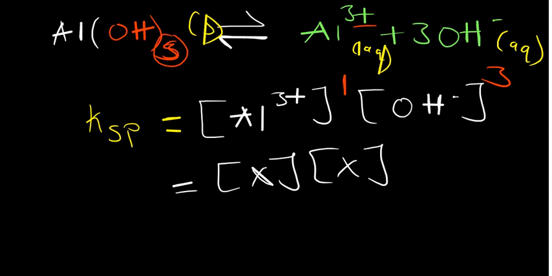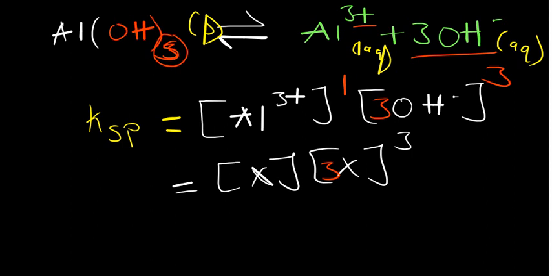Now the question is, where is the mistake? Who has noticed the mistake that I've made? I'm trying to come up with a value of KSP directly without coming up with an ICE table. So this was supposed to come the way it is, 3x. Now where is that coming from?